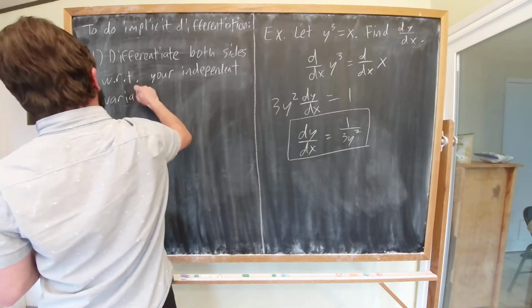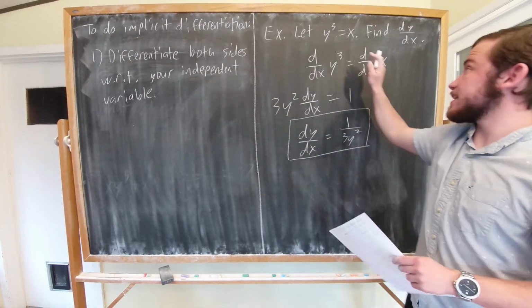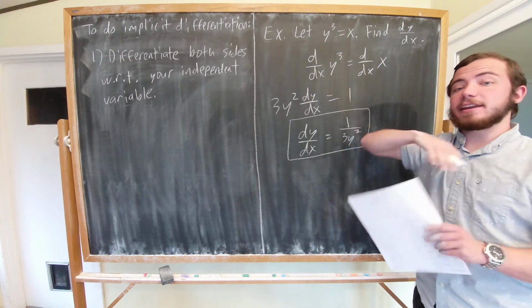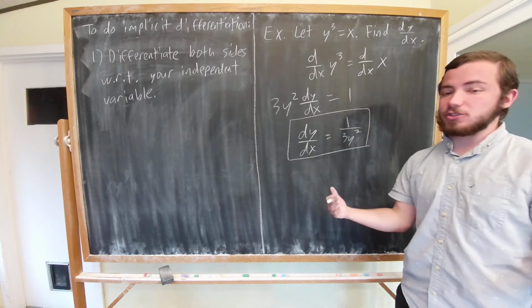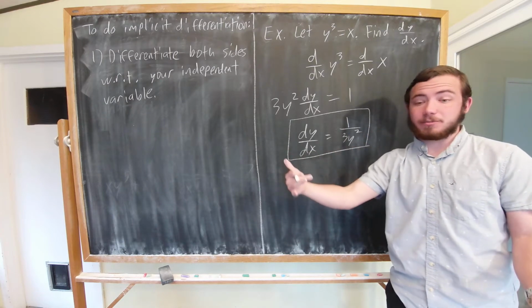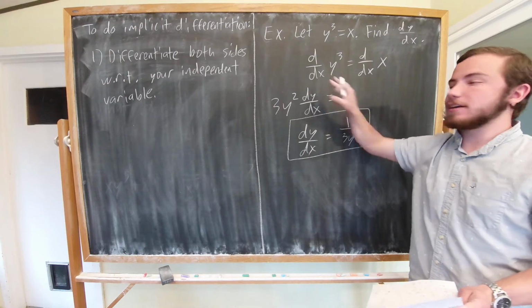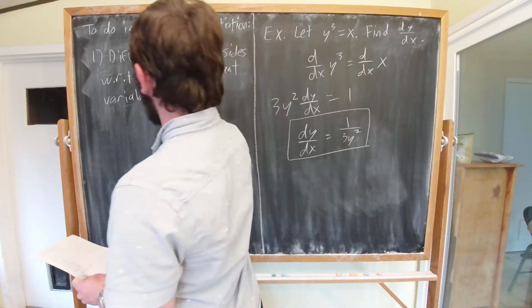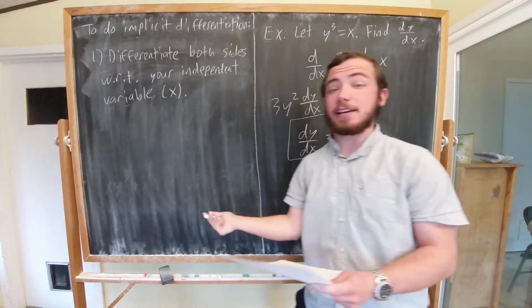It is important that you take the same derivative on both sides. I can't take d/dx on this side and d/dy on this side. It would give you wrong answers, right? Because you can't do, for instance, adding on one side and subtracting on the other. You gotta make sure you're doing the same thing to both sides. So, differentiate both sides with respect to your independent variable, which most often will be something like x or t for time.